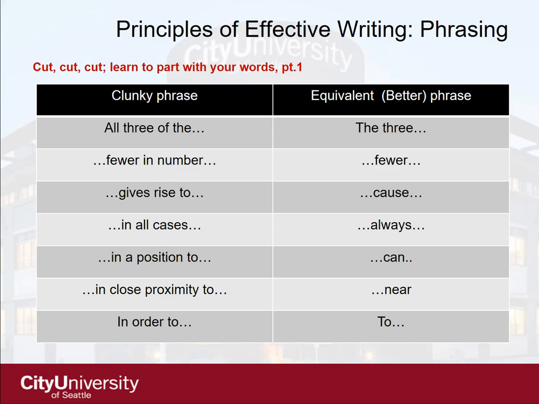Fewer in number. These results were fewer in number. Just say fewer. Or this one I see a lot of: this effect gives rise to the fact that. Well, just say this causes. In all cases. Well, what about always? That's an easier way. In a position to, can. In close proximity to, that's another one. The subjects were in close proximity to the researcher. Well, near. The subjects were near the researcher. One that I see all the time, and I've never seen a paper without this, is in order to address this. Just say to. Simpler.